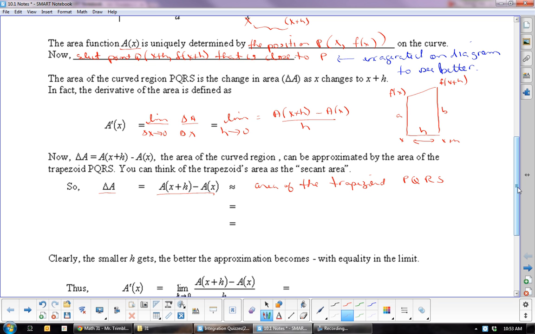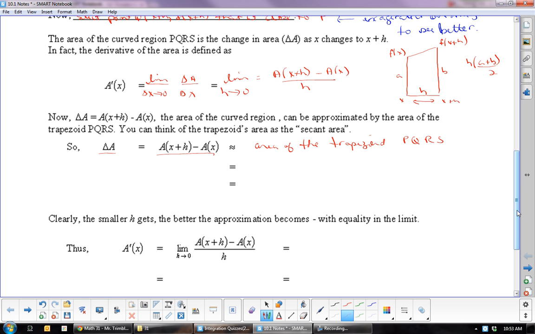Okay, now the area of a trapezoid was height times A plus B divided by 2. That's how you find the area of a trapezoid. So we want to get ours, so ours will be h times f of x plus f of x plus h.